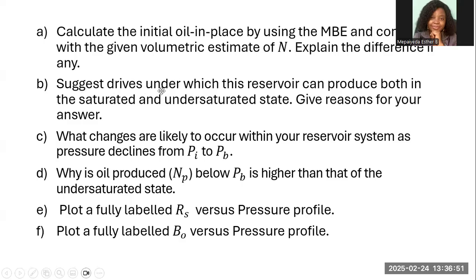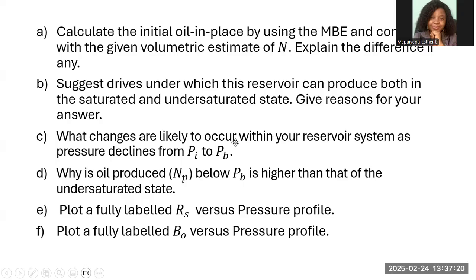Suggest drives under which this reservoir can be produced, both in the saturated and undersaturated states, and give reasons for your answer. So look at the pressure profile above bubble point pressure, which is the undersaturated state, and below the bubble point pressure, which is the saturated state, and suggest if there are drives, based on what we have treated in part 1 to part 3.